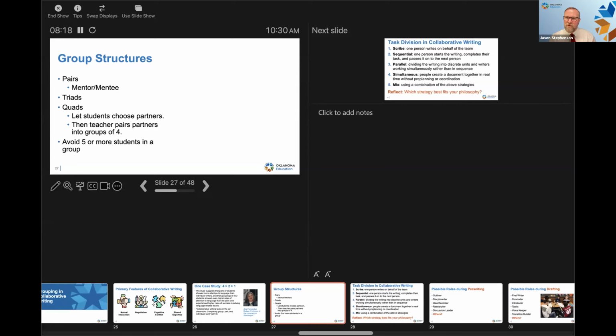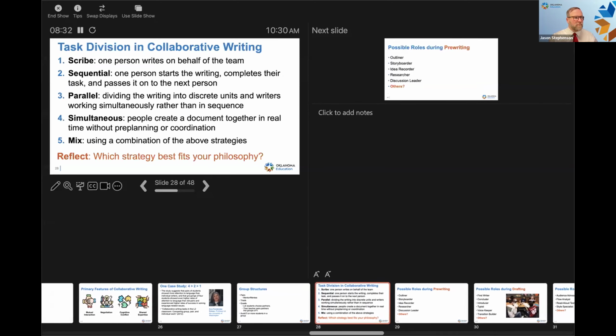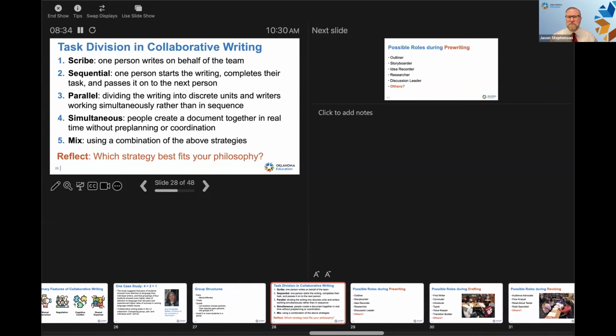I would avoid using groups of 5. It would get a little bit easier for certain students to hide and shirk their responsibilities in a group of 5 or more. So I'd probably cap it at 4. So, different ways to divide the task of collaborative writing. I found 5 different methods for doing this.